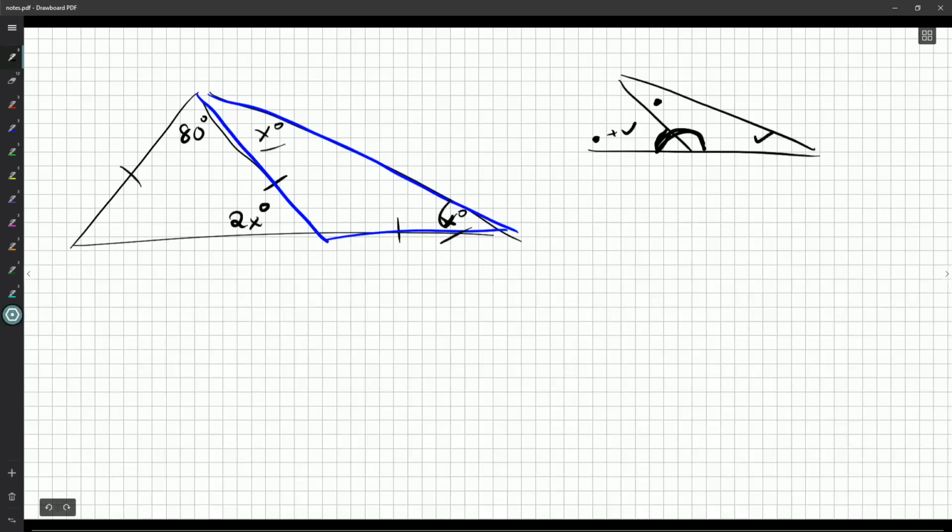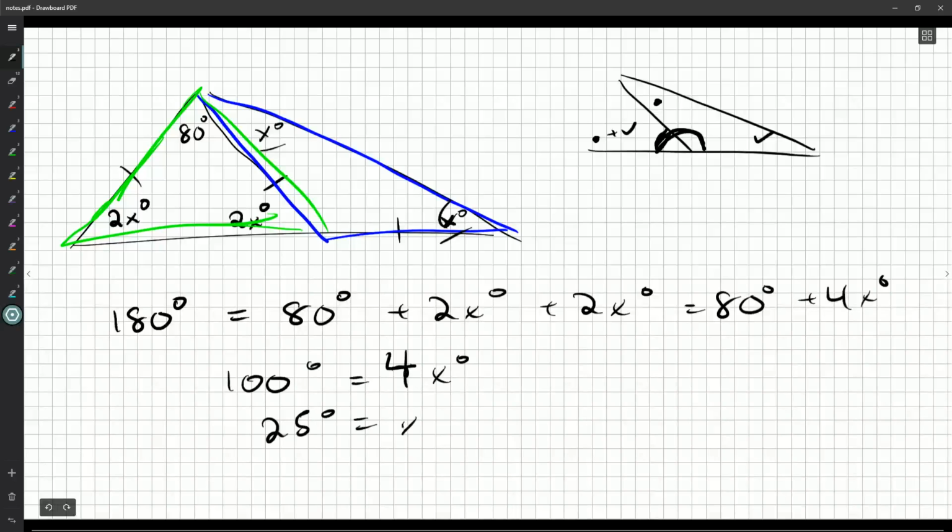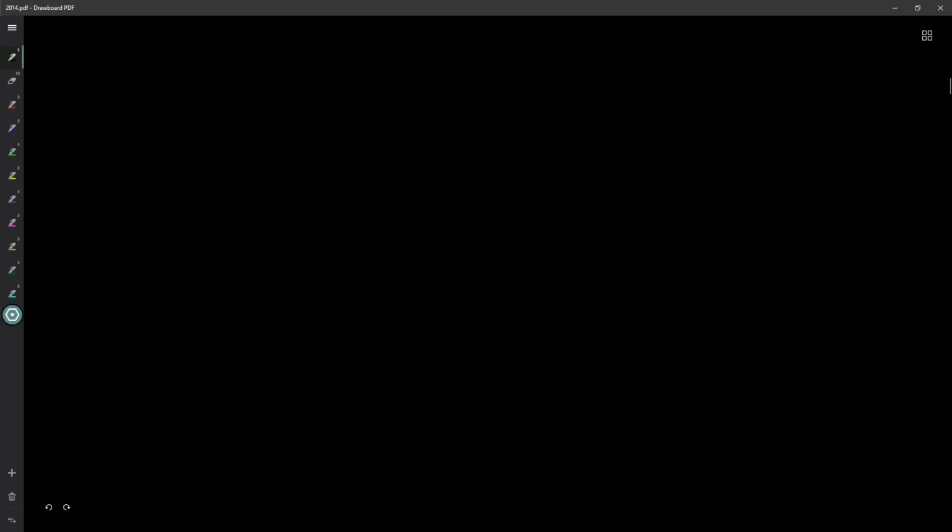But then we have another, let's say green, isosceles triangle, and angles opposite the equal sides are themselves equal, so we get 2X degrees here. Now inside the green triangle, we should have a total of 180 degrees, but that's 80 degrees plus 2X degrees plus 2X degrees, so 80 degrees plus 4X degrees. Subtract 80 degrees from both sides, and you'll get 100 is 4X degrees. Divide by 4, and you will get 25 degrees is X degrees. So X is 25. And there we go.